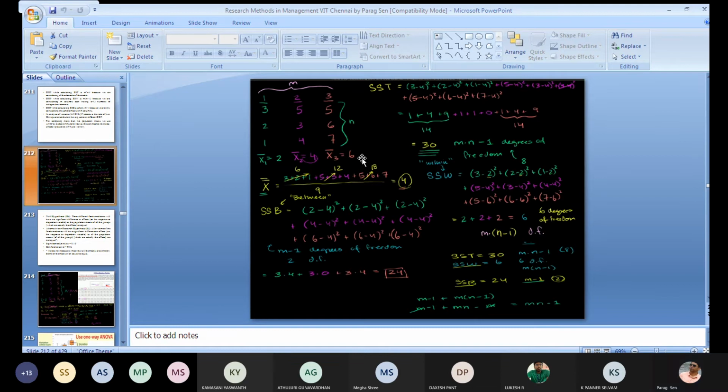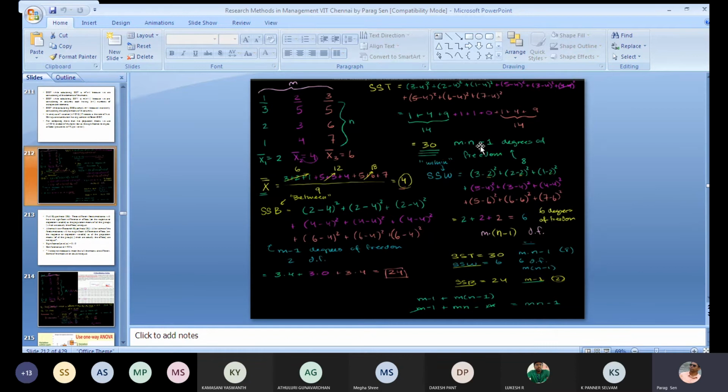Why 8? Because you have a total of 9 elements, and if you know the grand mean and you know 8 elements, then the 9th element you can very easily find out. So that is the concept of degrees of freedom. So your total degrees of freedom is 8, and the sum of square between is 2, and the sum of square within degrees of freedom is 6. So 6 plus 2 is equal to 8. The same thing is happening.